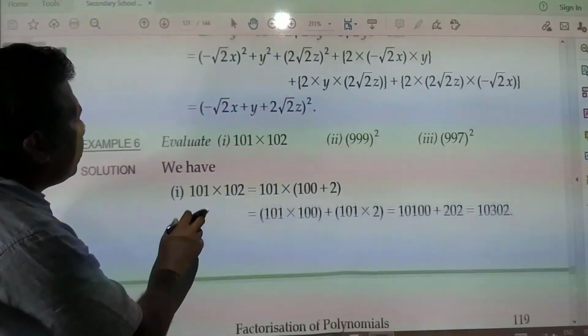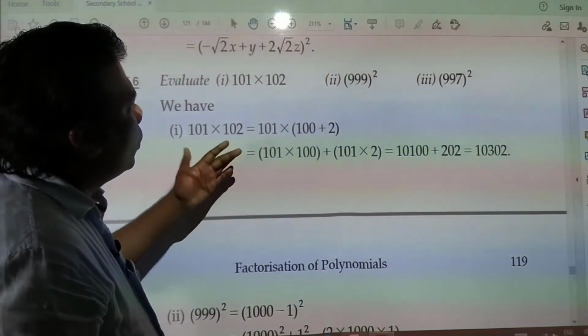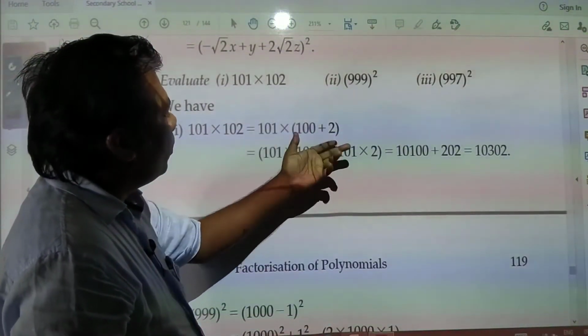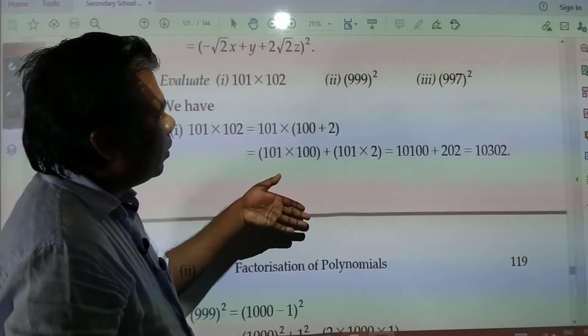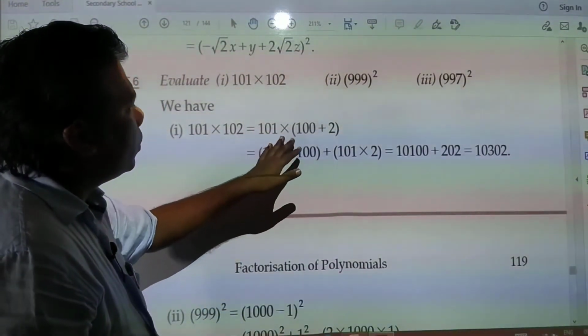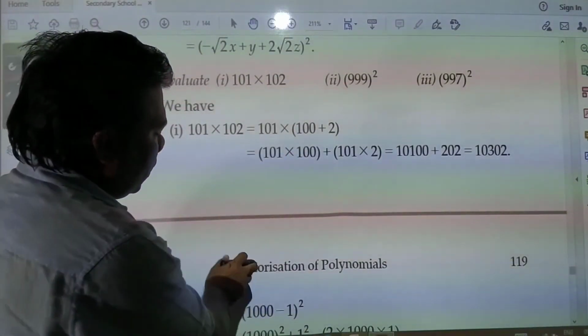Next you see, evaluate 101 × 102. So what can it be written as? 101 × (100 + 2). So this is a very easy thing, already you have learnt in previous classes, in 6, 7, 8. So I hope you will be able to understand how it has been solved.